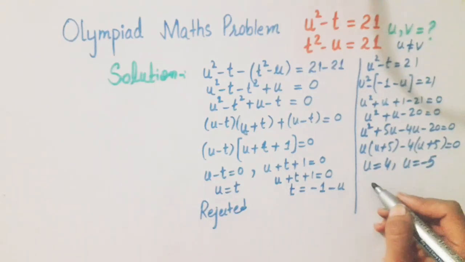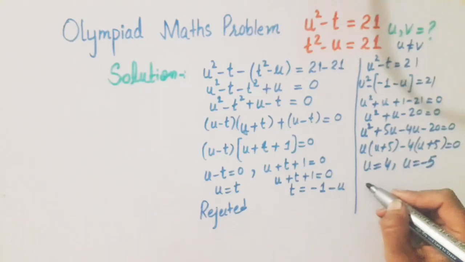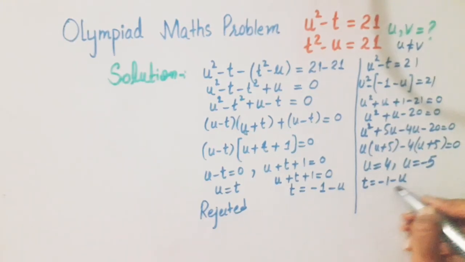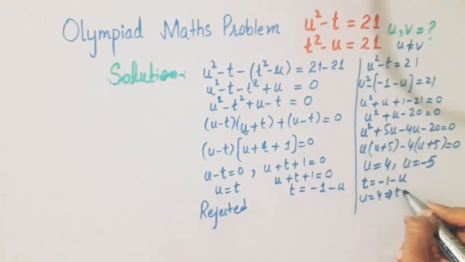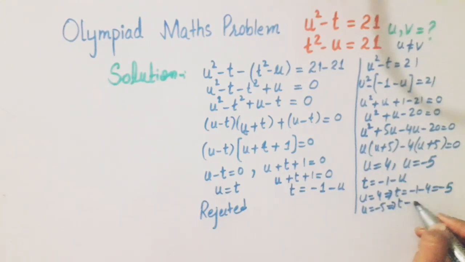There are two situations for u. First of all, we will substitute the value of u in t equals minus 1 minus u. So when u is 4, then t equals minus 1 minus 4, which means minus 5. And when u is minus 5, then t is minus 1 plus 5, so that is 4.